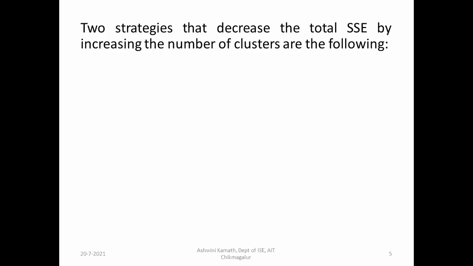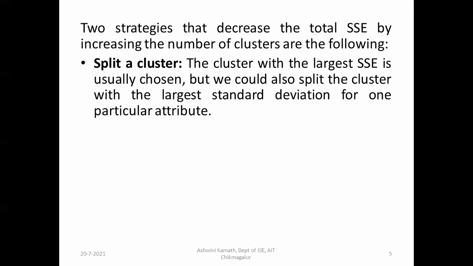The two strategies that decrease the total SSE by increasing the number of clusters are the following. First one, split a cluster. Divide the cluster. The cluster with the largest SSE is usually considered. But we could also split the cluster with the largest standard deviation. You can choose the cluster with the largest sum of squared error, or you can choose the cluster which has the largest standard deviation.